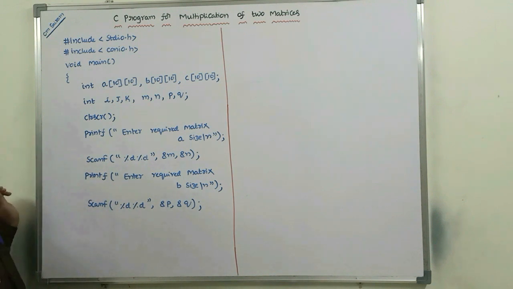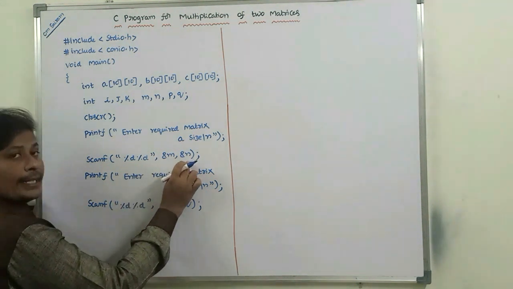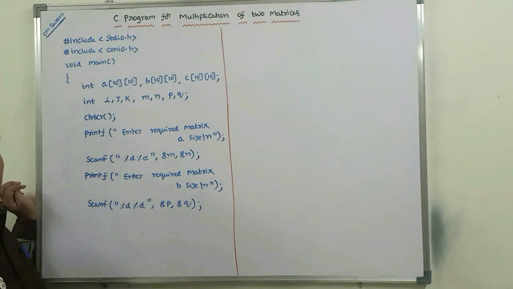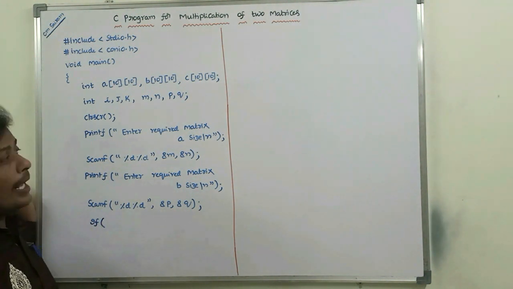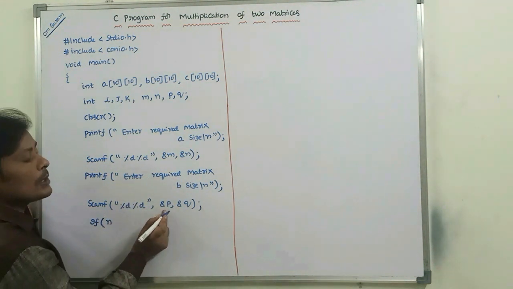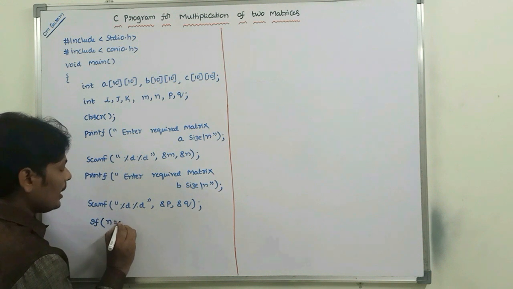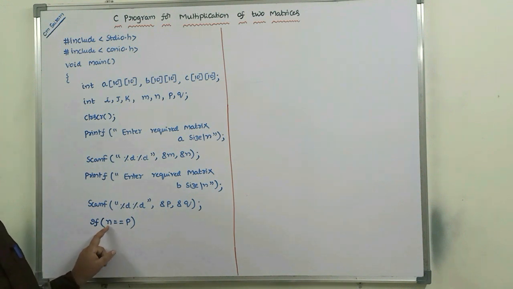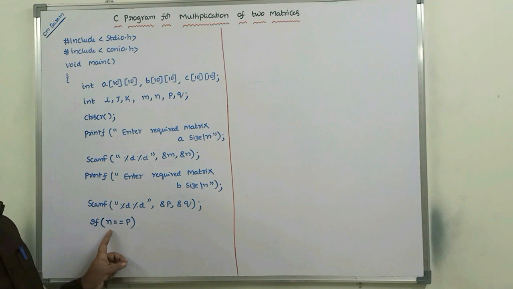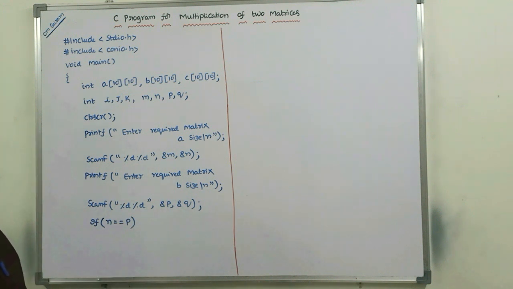Now, what is the condition we have to follow for multiplication of two matrices? The columns of matrix A must be equal to the rows of matrix B. What is the column size of matrix A? That is n. What is the row size of matrix B? That is p. So n equal to p. The column size of matrix A is equal to the row size of matrix B. If this condition is true, then matrix multiplication is possible, otherwise matrix multiplication is not possible.